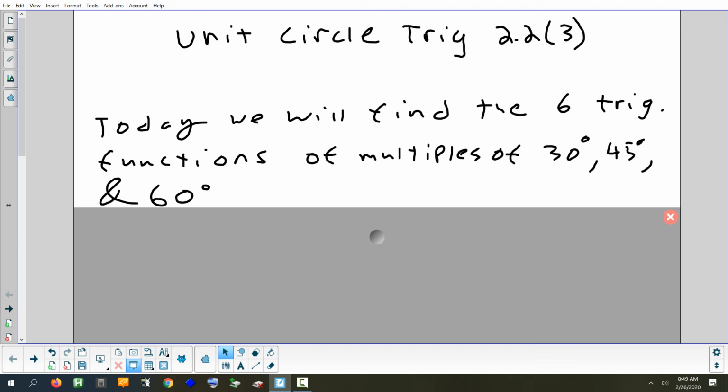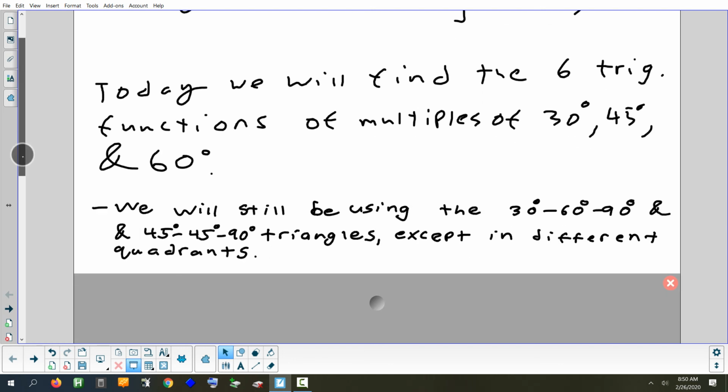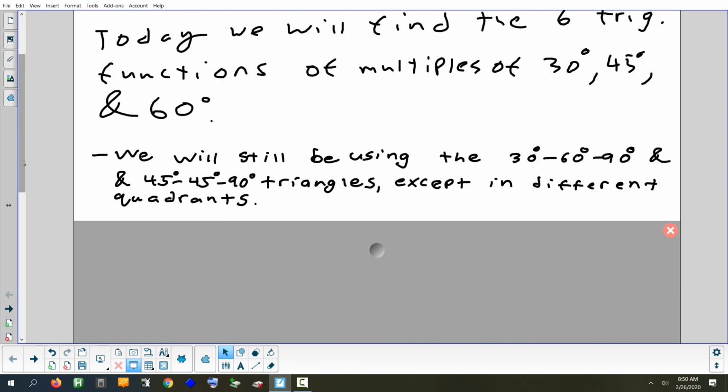As long as a number is a multiple of 30 or 45, we can still do it exactly the way we did it yesterday. Just coordinates are going to be very similar: the 1/2, the root 3 over 2, and the root 2 over 2. Those are the 3 numbers you still need to know. So basically, we're just looking at the same triangles again, except they're going to be reflected into other quadrants. So we'll see what that does to the coordinate when you mirror image it.